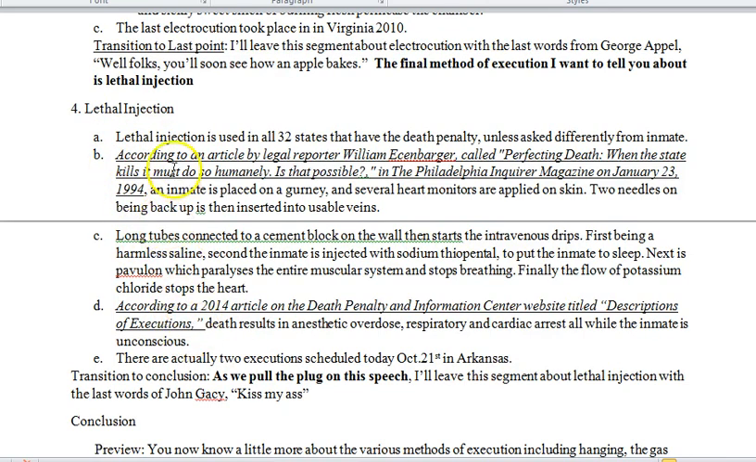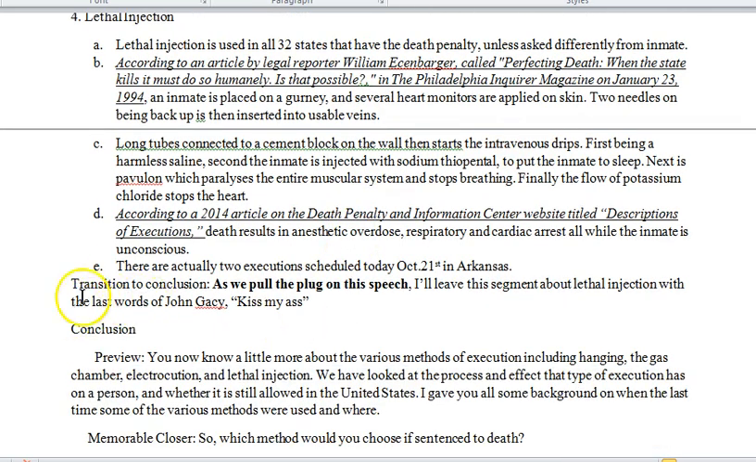And so, where it's allowed, the process it goes through, and this particular speech was delivered on October 21st, and it just so happened there were 2 executions that were scheduled that day in Arkansas, which is some interesting information to share. Okay, so transition to the conclusion. Again, tell us we're coming to the end. Let me get this to the end and wrap this up.